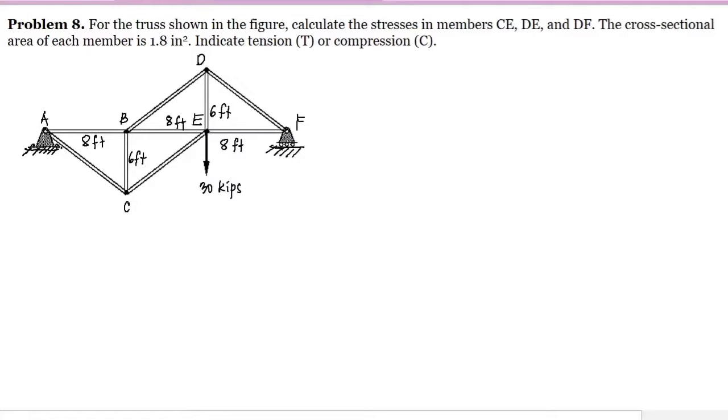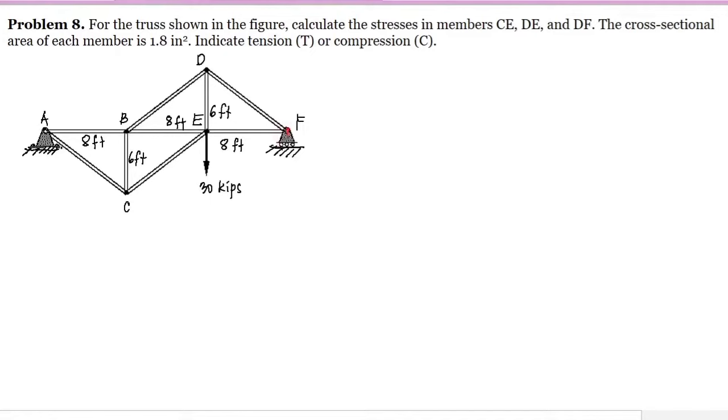Problem number 8. For the truss shown in the figure, calculate the stresses in members CE, CD, and DF. The cross-sectional area of each member is 1.8 square inches. Indicate tension or compression. So we have here the given truss. The first thing that we are going to do is to compute for the reactions of the supports.